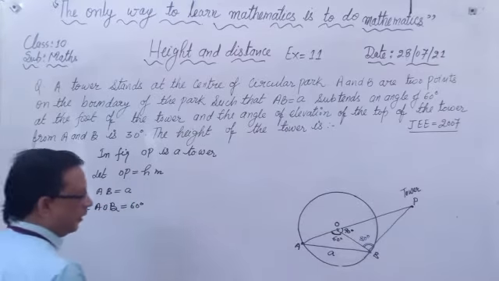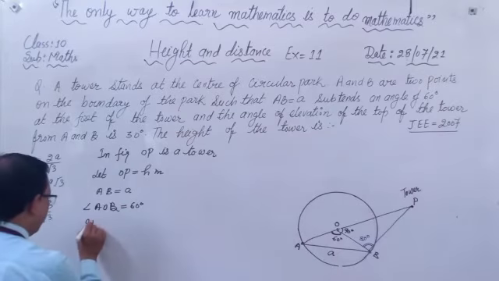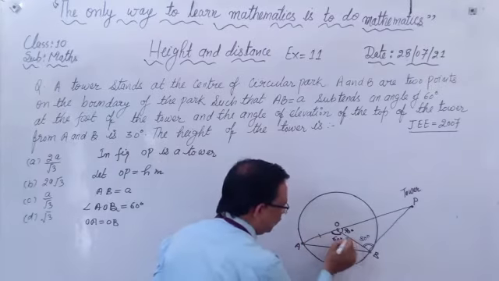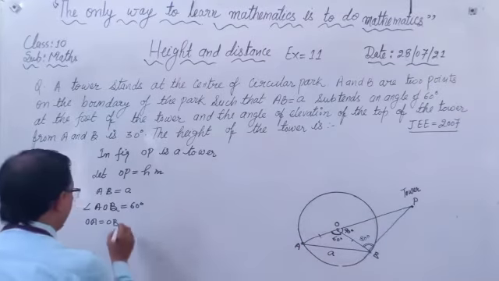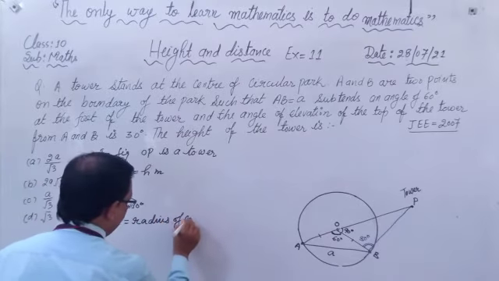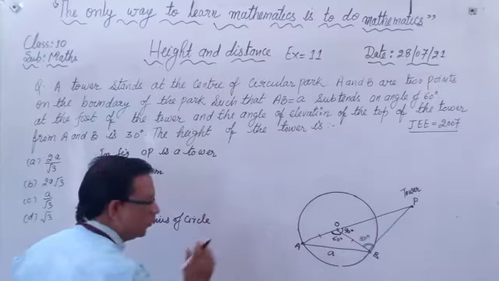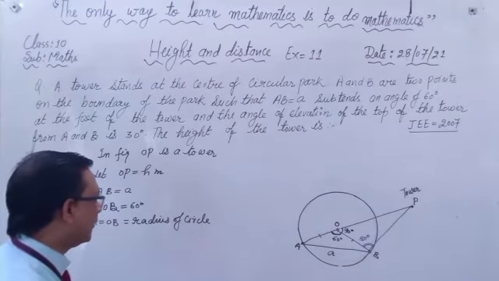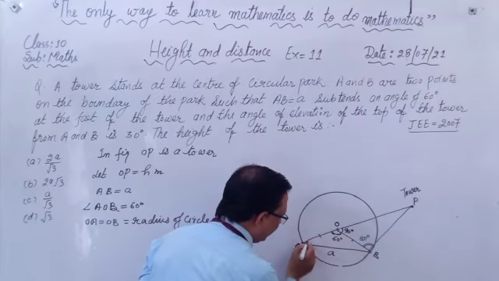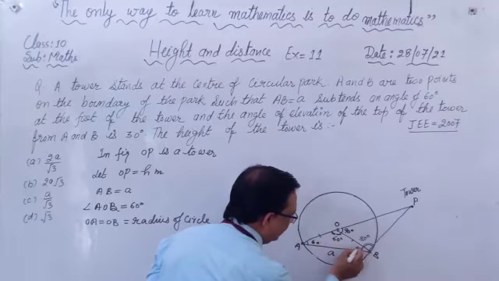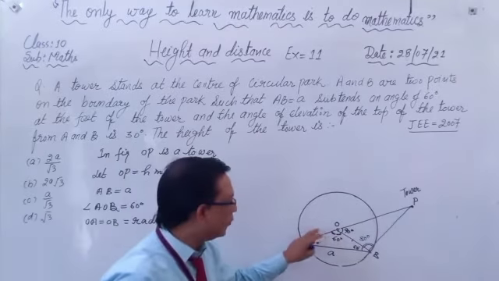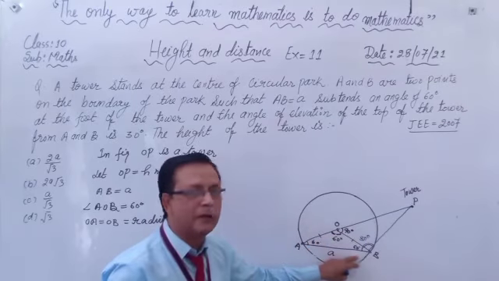In the figure OA is equal to OB. OA और OB इक्वल होंगे क्योंकि रेडियस है सर्किल की, because these two are radii of the circle. So these sides are equal and the angle is 60 degrees. It means the other angles are also 60 degrees because equal sides make equal angles. ये एंगल 60 है, दोनों रेडियस इक्वल है, इट मींस ये दोनों एंगल भी 60 होंगे.